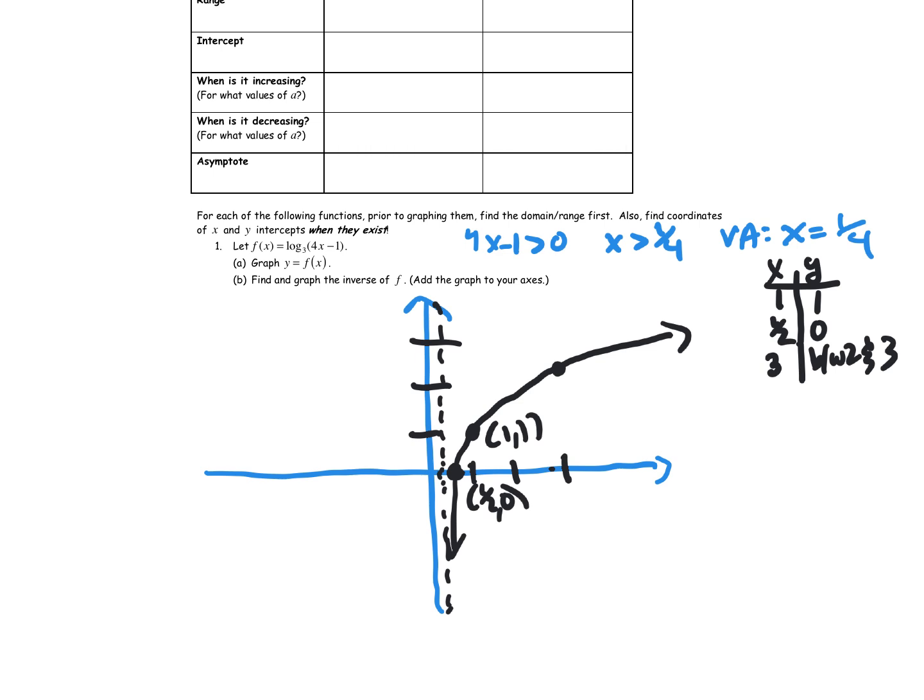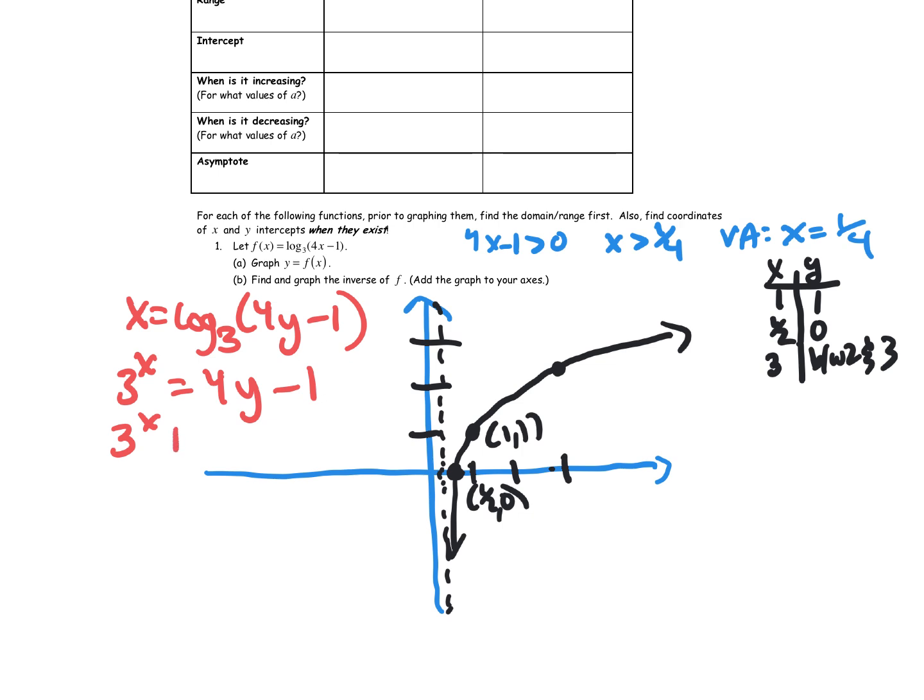All right, so now let's find the inverse. Switch x and y. x equals log base 3 of 4y minus 1. The log piece is isolated, so I can jump right to changing it to exponential: 3 to the x equals 4y minus 1. Solving for y, I've got 3 to the x plus 1, all divided by 4. That's going to be my inverse. Maybe I'll just call it f inverse.